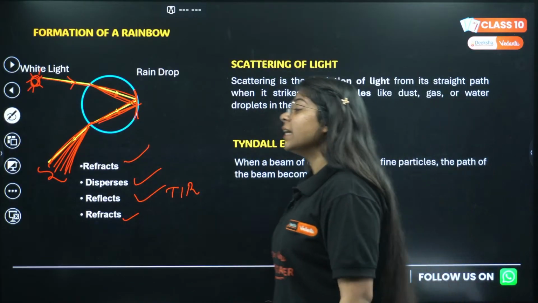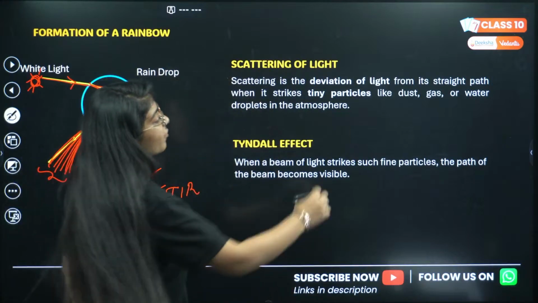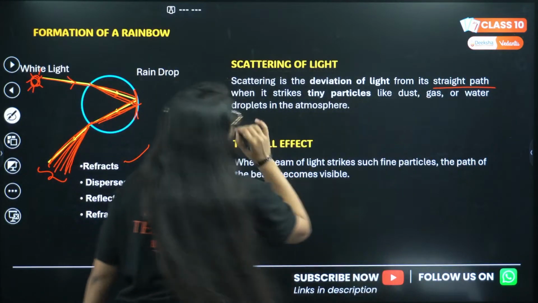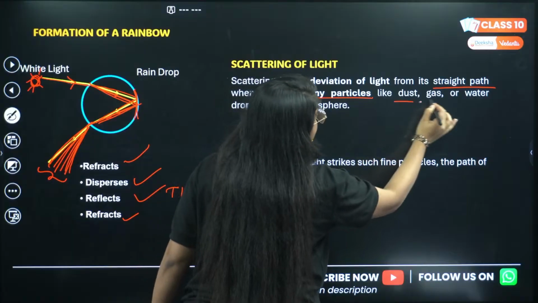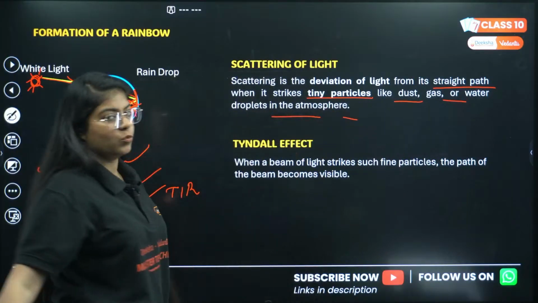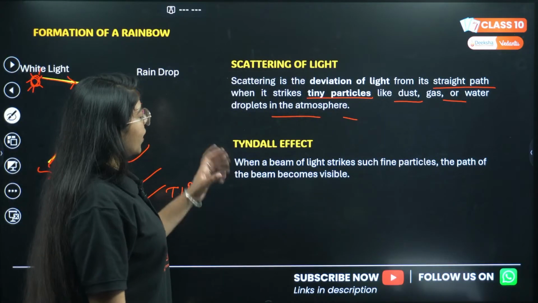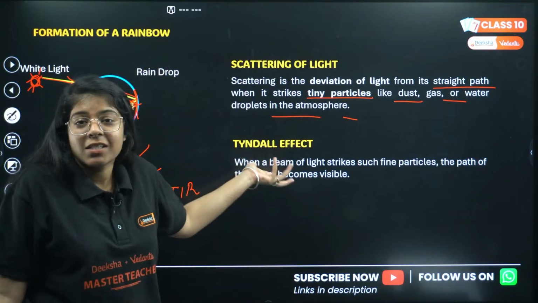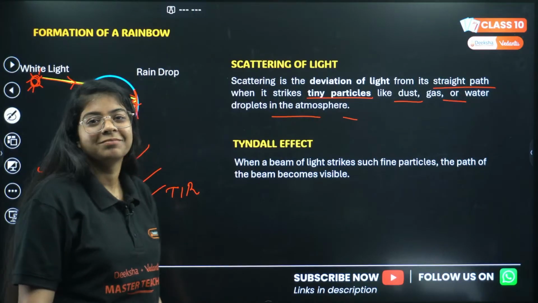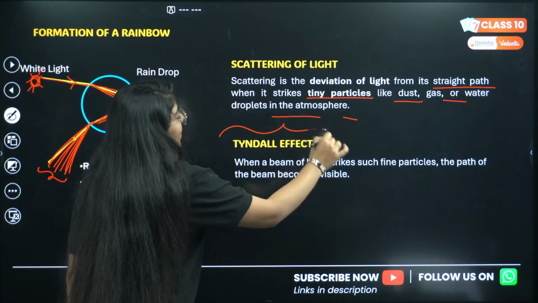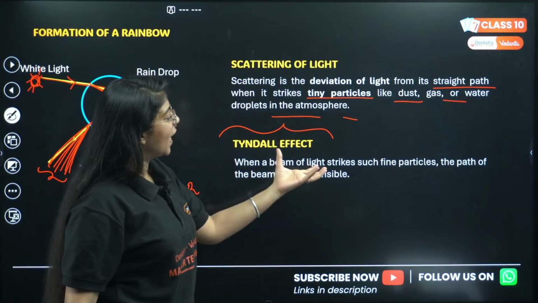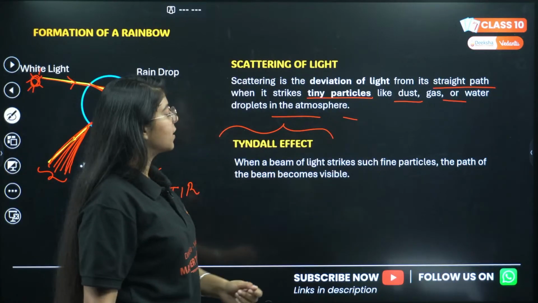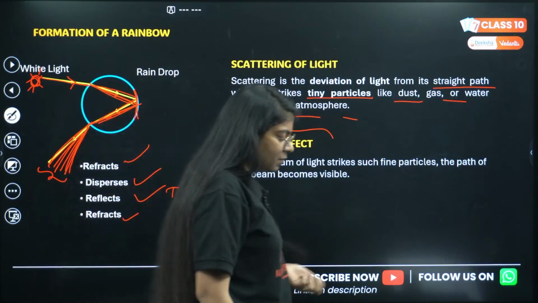So that is what we call simply scattering of light. Scattering is the deviation of light from its straight path when it strikes tiny particles like dust, gas or water droplets in our atmosphere. Correct? Okay, Tyndall effect. I just find this name very funny, Tyndall. The Tyndall effect says, when a beam of light strikes such fine particles, the part of the beam becomes visible.